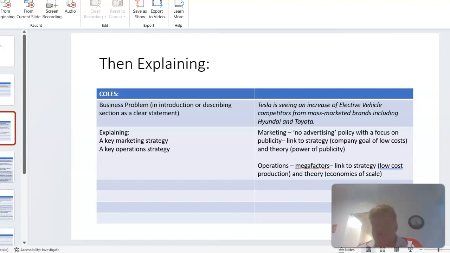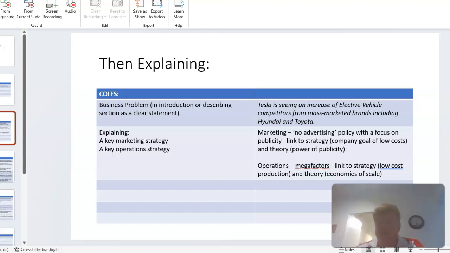Tesla have an interesting no advertising policy. So they focus on publicity, which is they want to get people talking in the media about what Tesla are doing. Being such an innovative company, it's possible. So we'd link that to the strategy of the business, which is that they want to be a low-cost provider eventually. So EVs are still expensive. They want to be a low-cost provider, and you can find that referenced a lot of times. And the theory is that publicity is a really powerful way of letting people know about your business.